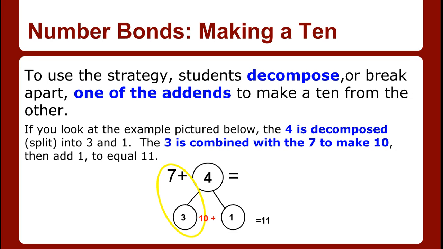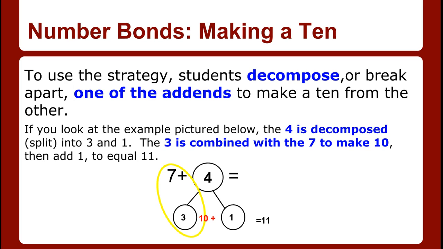learning. Making a 10 is a strategy taught to first and second graders for facts greater than 10. By using 10 as an anchor, adding and subtracting is done more efficiently than adding one by one. In this example, the math fact is 7 plus 4. To use this strategy, students decompose or break apart one of the add-ins to make a 10 from the other. If you look at the example pictured below, the 4 is decomposed or split into 3 and 1. The 3 is combined with the 7 to make 10. Then add 1 to equal 11.